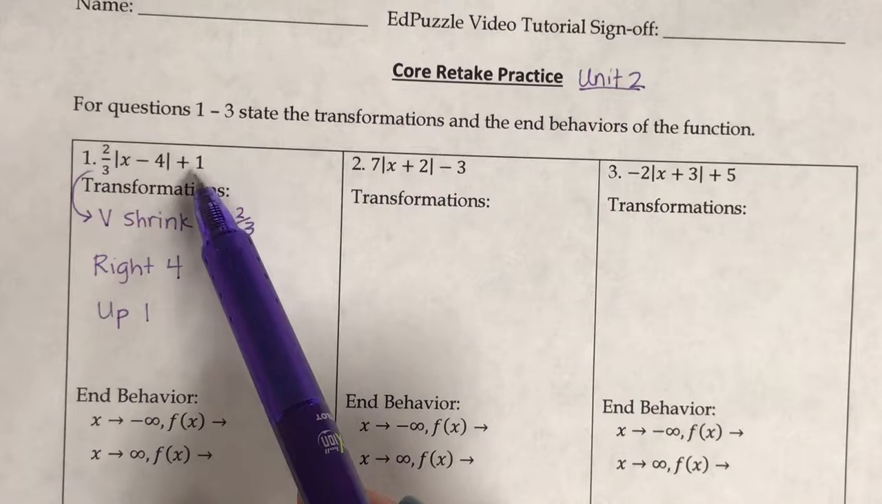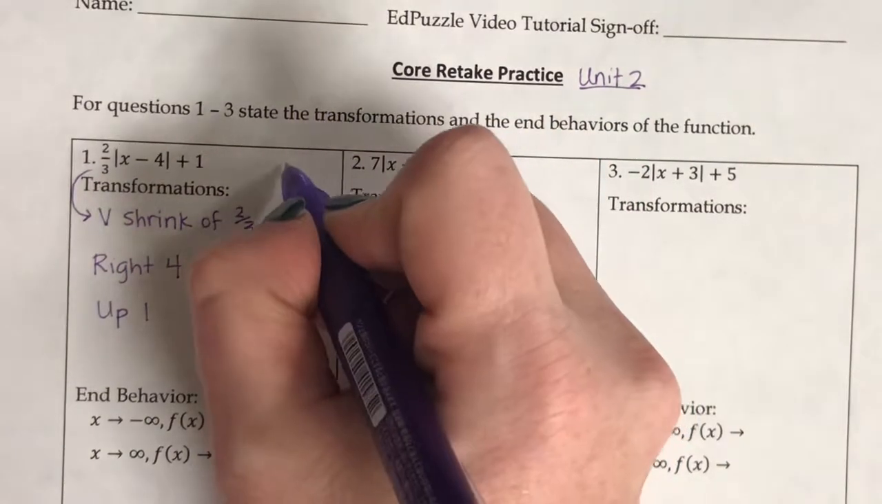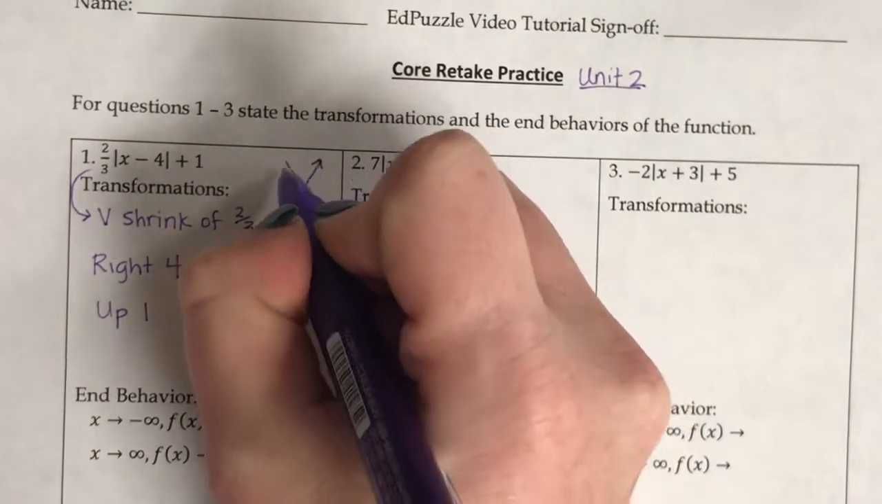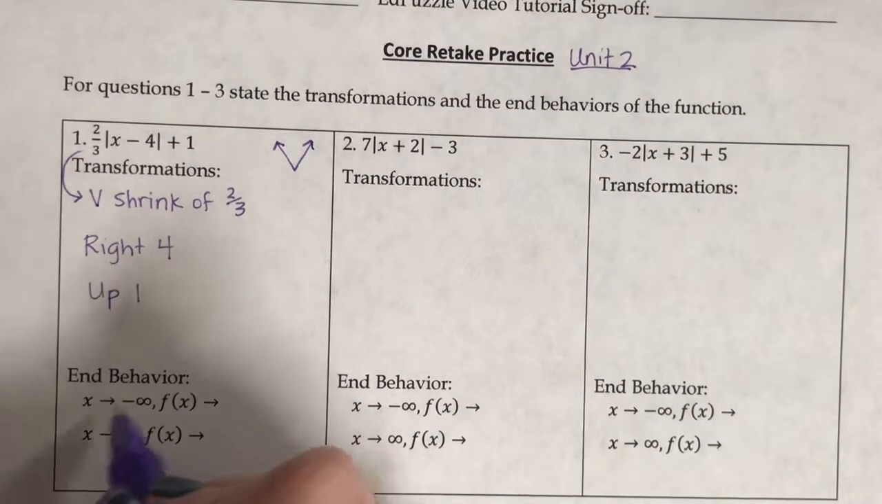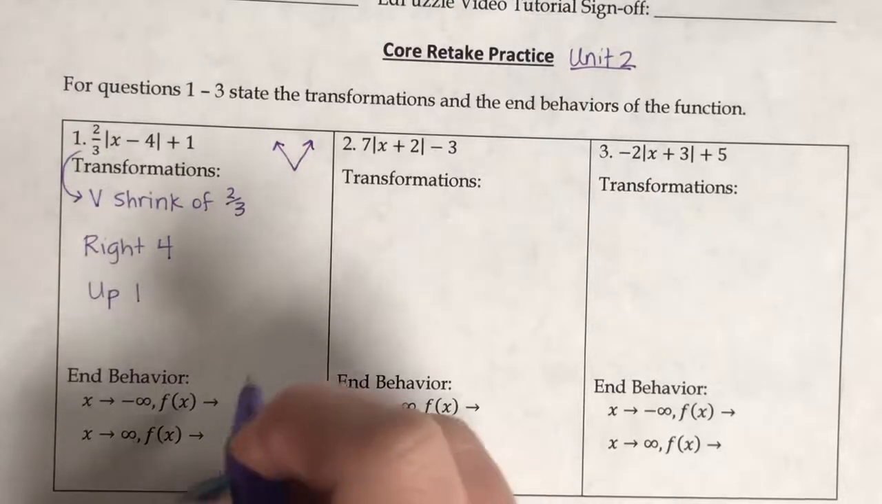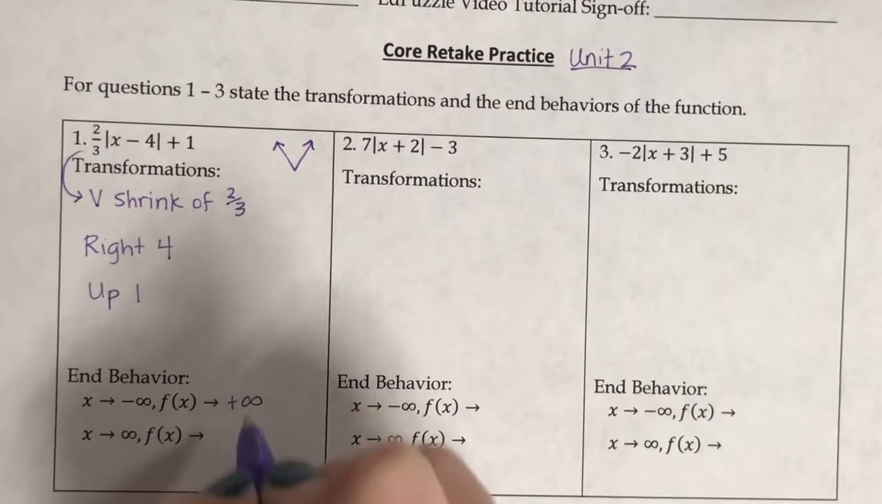This function has no reflection, so it is our normal V shape that is opening up. So the end behavior for this function, on both the left side and the right side, they will both approach positive infinity.